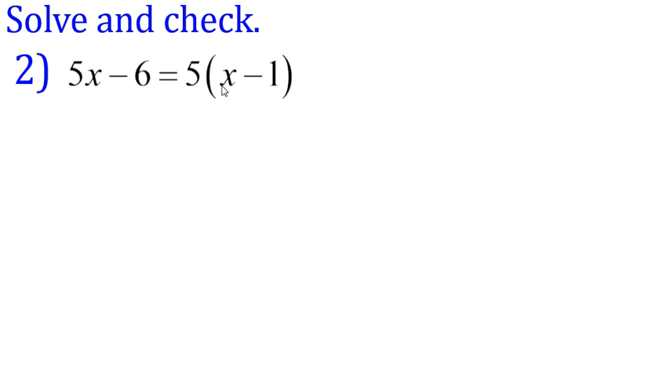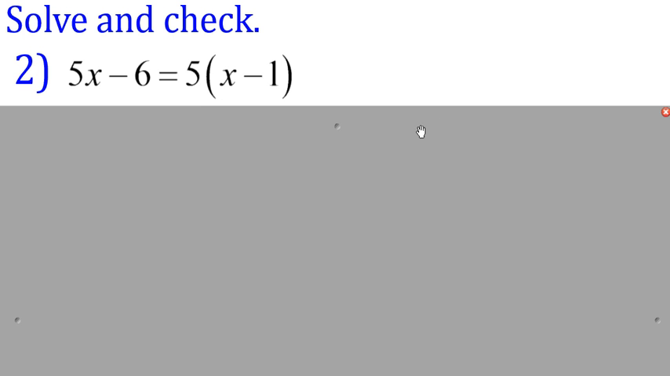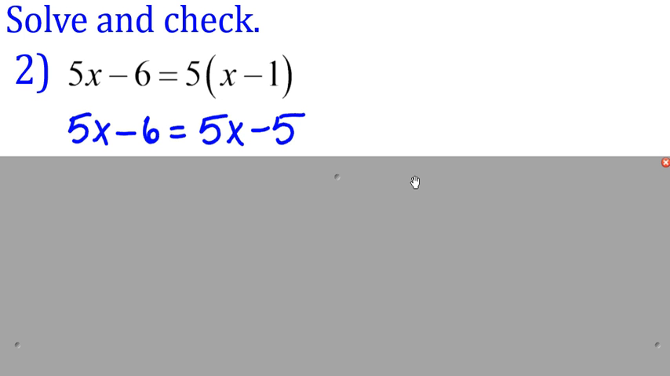Well, 5 times x is 5x, and 5 times negative 1 is negative 5. Again, is there any simplifying you can do on each side of your equal sign? This side's already simplified, this side's already simplified. Then we want to eliminate the smaller variable.